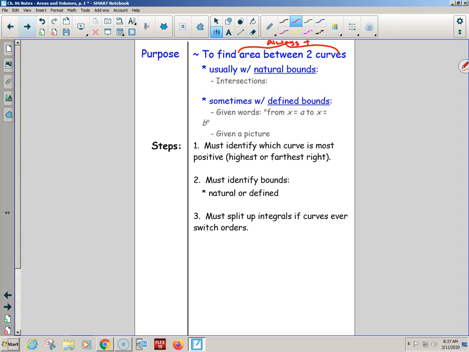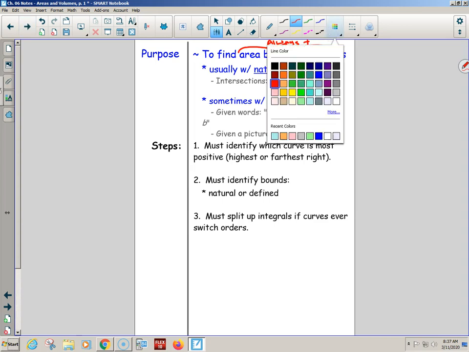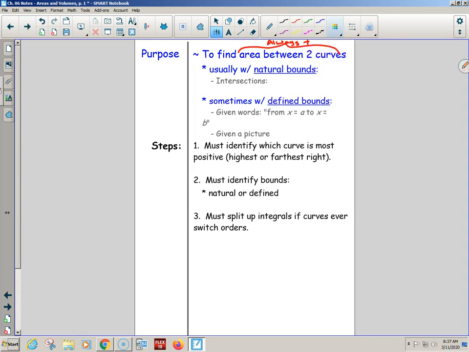Usually natural bounds. That's not always, but usually natural bounds. That's what you guys just saw on the page before. I think I made those the orange ones. Usually natural bounds. And so we just look for the intersections. We find the intersections. And remember, to find the intersections, we just solve for where f is equal to g.